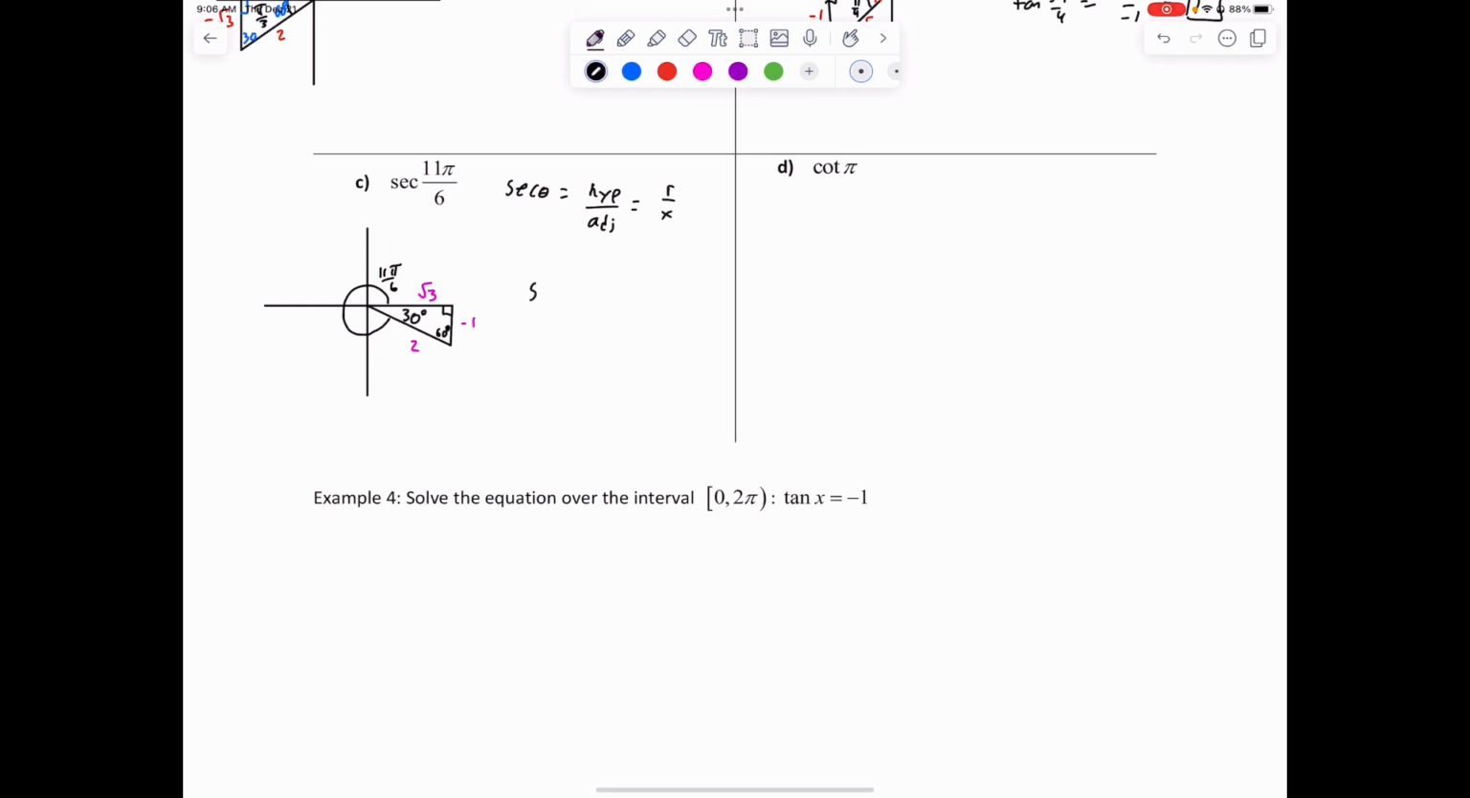This, of course, means that the secant of 11 pi over 6 will just be hypotenuse 2 over adjacent radical 3. If you wish to rationalize your denominator, we can multiply that by radical 3 over 3 to get our final answer of 2 radical 3 over 3.